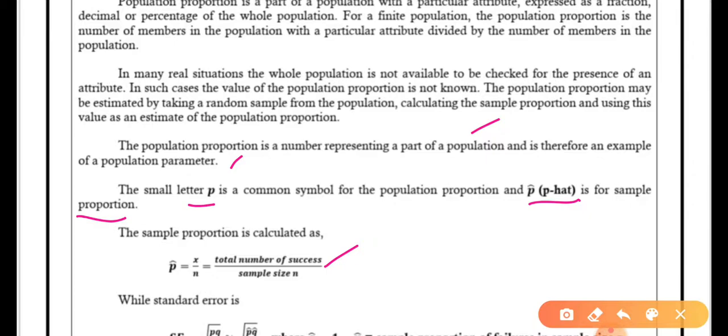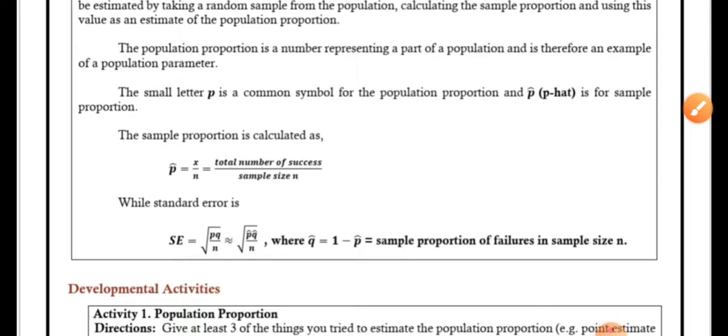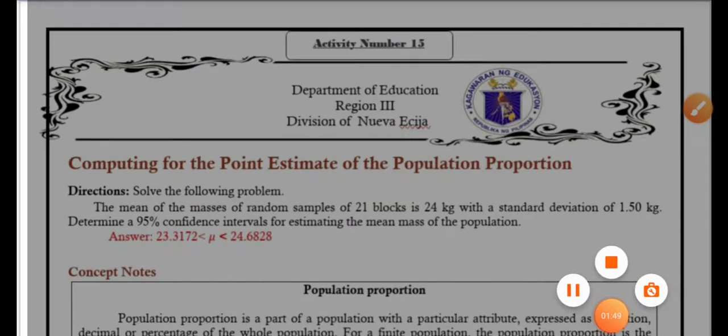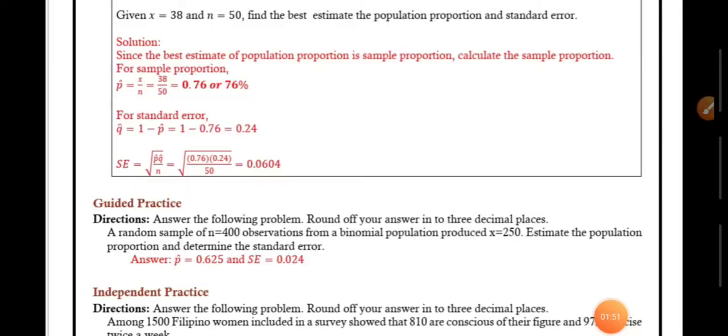The sample proportion is calculated as p hat is equal to x over n, where x pertains to the total number of successes and n pertains to the sample size. While standard error is equal to the square root of pq over n, which is approximately the square root of p hat q hat over n, where q hat is equal to 1 minus p hat, the sample proportion of failures in the sample size n. So for you to understand the concept clearly, let's proceed to the first example.